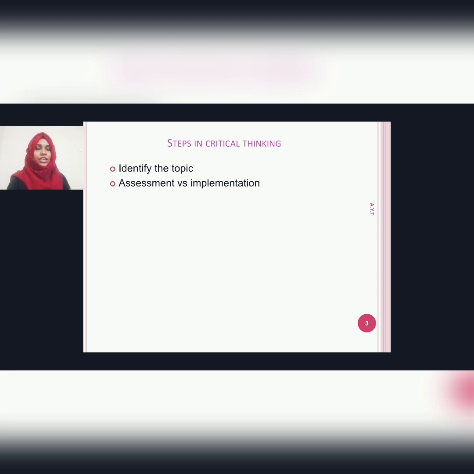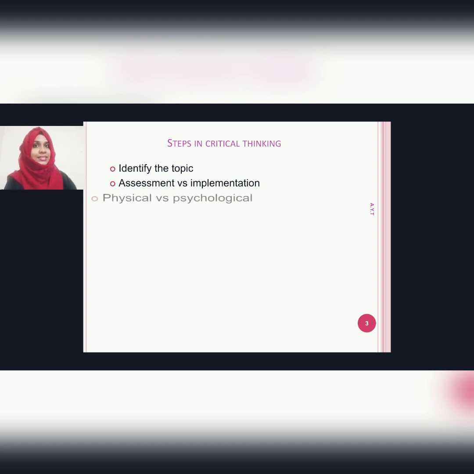For example, if your question contains enough data for a topic, or you have identified the topic, do you again need assessment? No. That is the time you will give priority to implementation. We will see it in the question, so we will understand. So we will go to the next step.